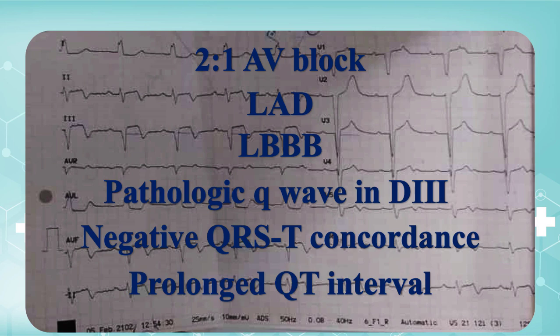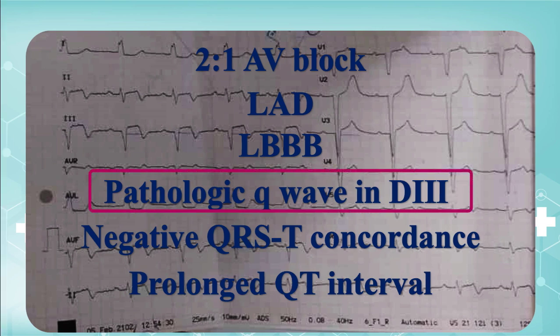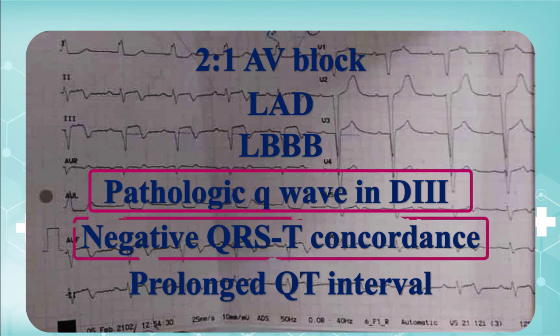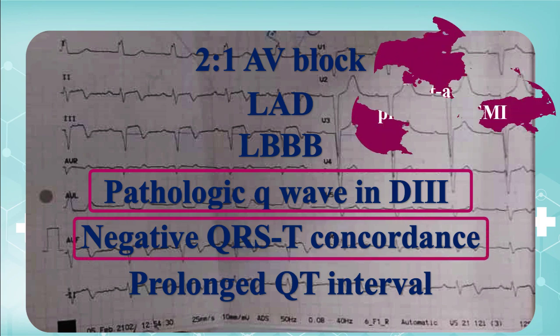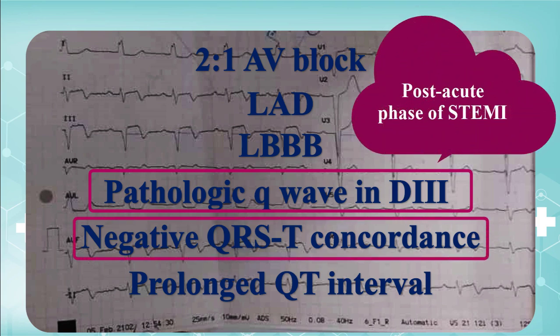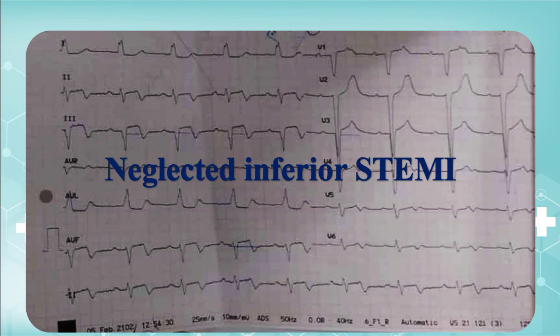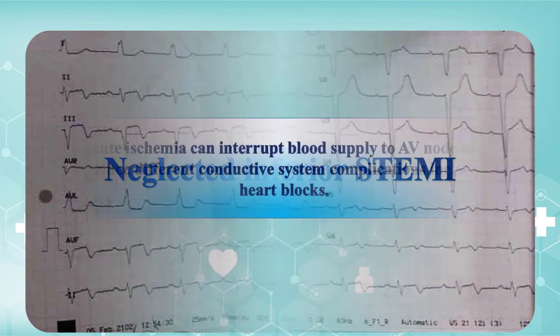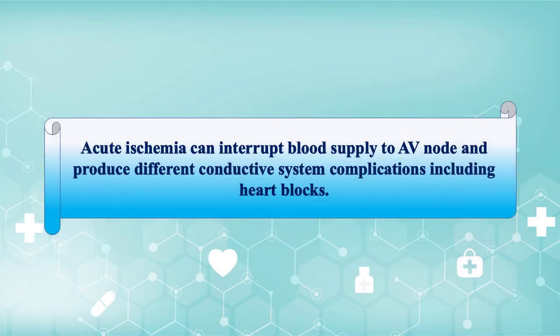According to stages of ST elevation MI evolution, the triad of pathological Q wave, ST elevation and T wave inversion is indicative of post-acute phase of myocardial infarction. So this EKG is demonstrating recently neglected inferior STEMI. Also remember that acute ischemia can interrupt blood supply to AV node and produce different conductive system complications including heart blocks.